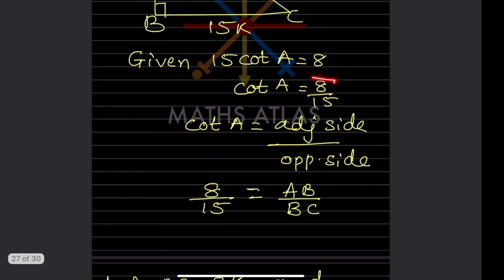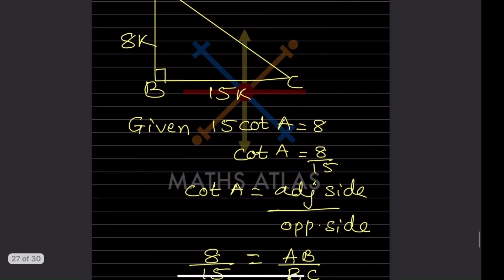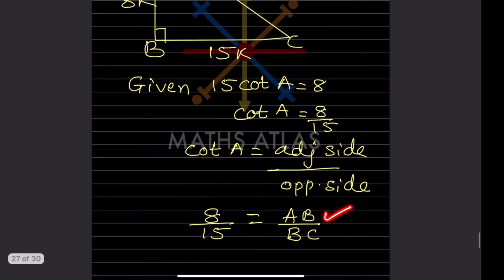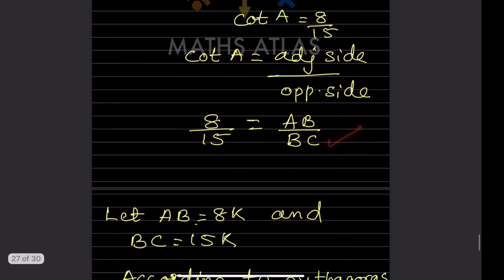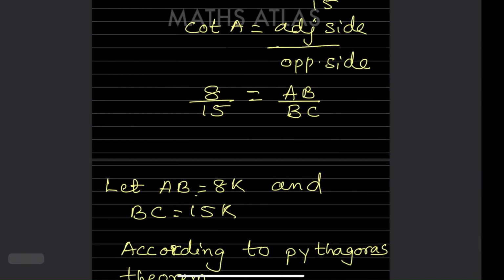So now we have cot A is 8 by 15. So this is 8 by 15. And now what we have here, adjacent, that is AB. So we are going to write AB over here. And opposite is what? This is BC. So this BC we'll write here. So now what will you do? Now you will consider this and this and this and this. So AB we can consider as 8K. Let us write this variable. And this BC, let us write as 15K.